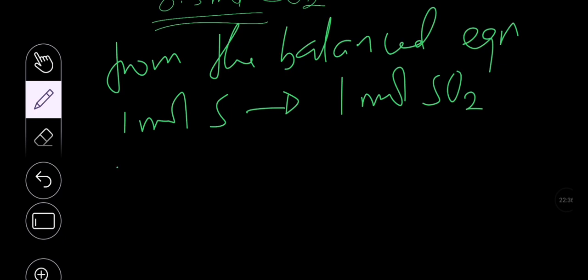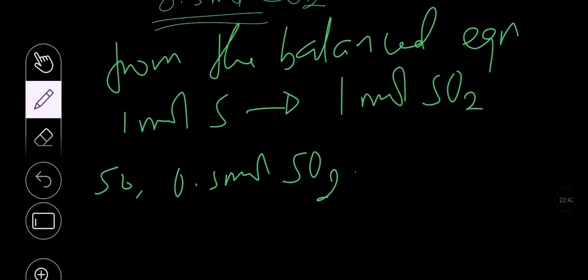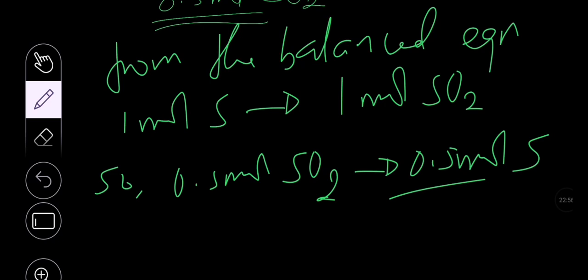So 0.5 mole of sulfur dioxide simply is going to give us 0.5 moles of sulfur. As simple as that. In other words, these are the number of moles of sulfur we've calculated, we've derived them from the equation, from the mole ratio itself.